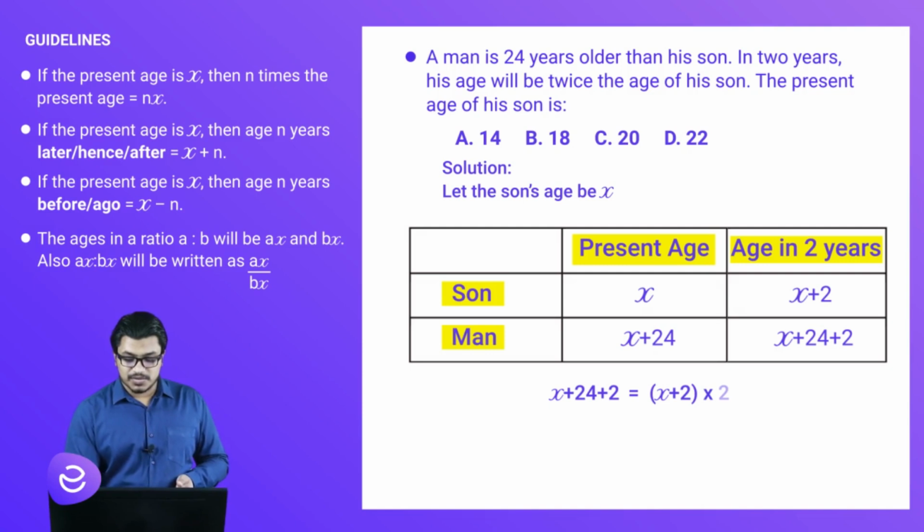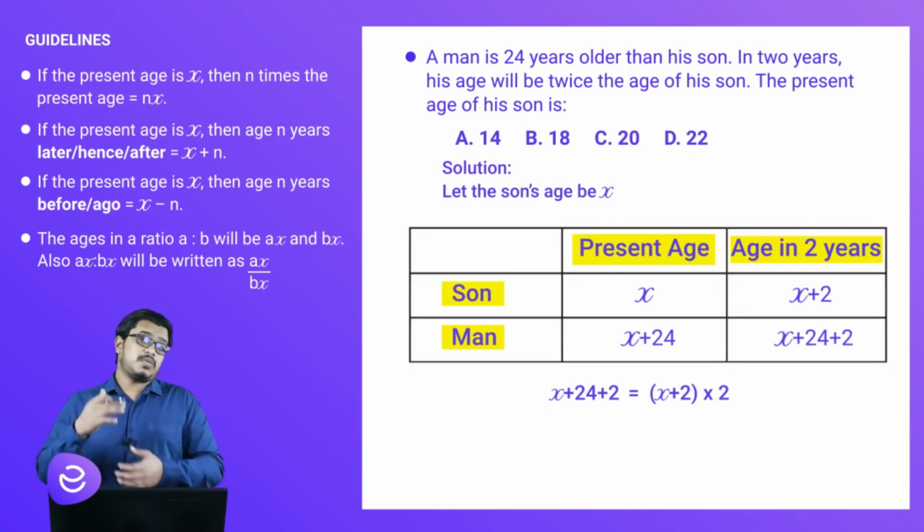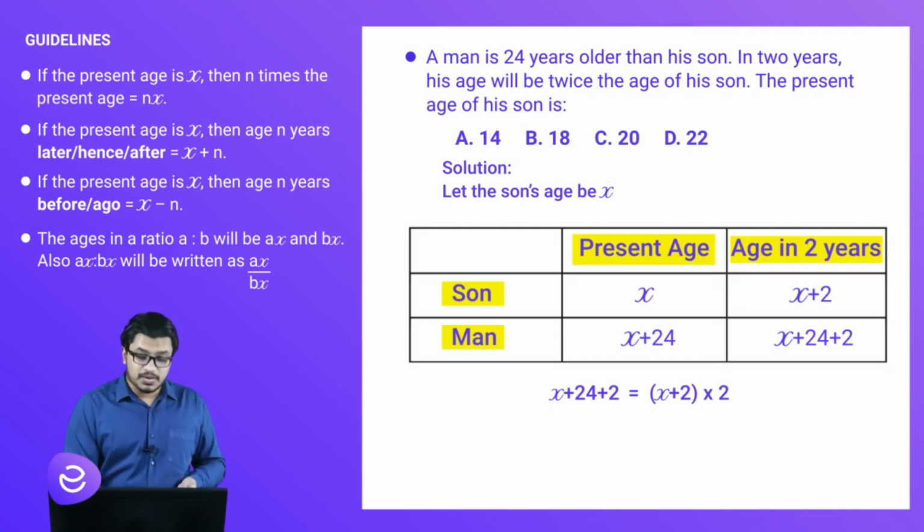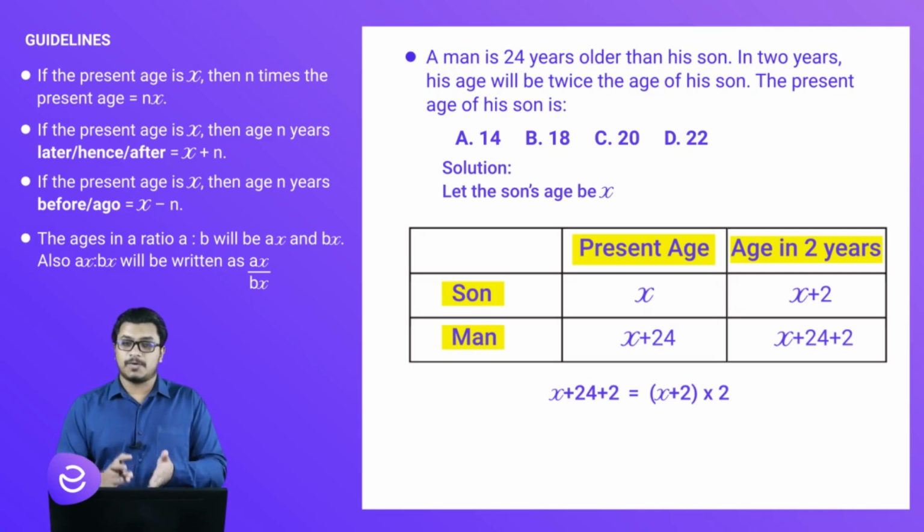So twice means we will do x plus 2 into 2. Why are we taking this into 2 here? Because the word twice came there. So the equation will be x plus 24 plus 2, that is the man's age after 2 years, equal to x plus 2 into 2, that means twice the age of his son. So that is the equation that we have formed here. Then we will solve the equation. This is a basic linear equation in one variable.